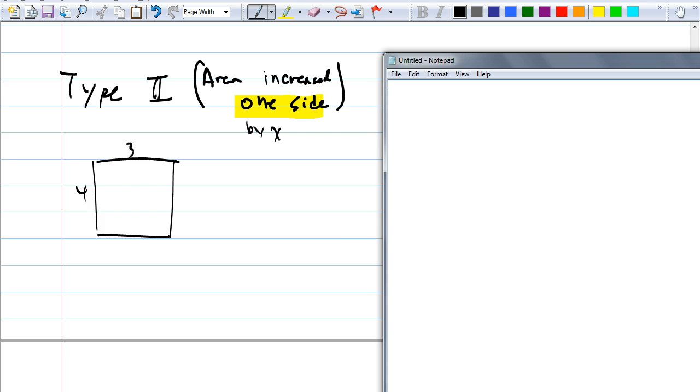Question? Which side? Well, think about that. It doesn't really matter, but just one side. Does that mean length? Yeah, length and width. It's just one side of the length and width, okay?